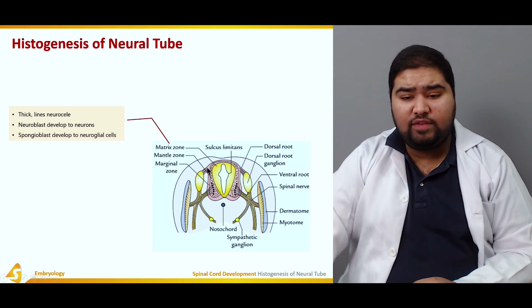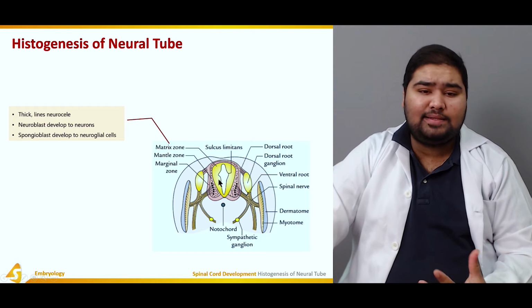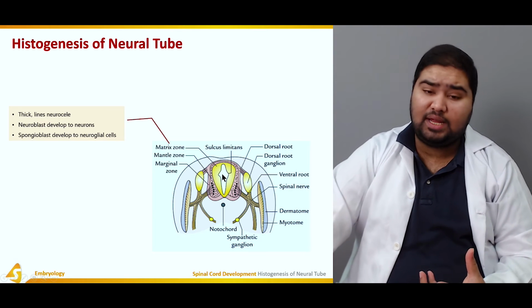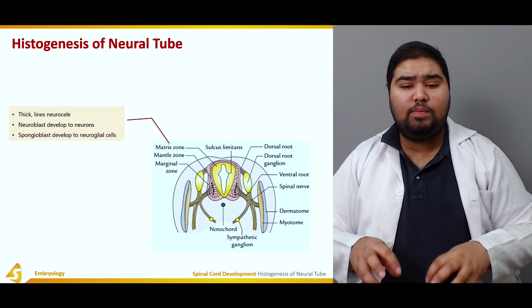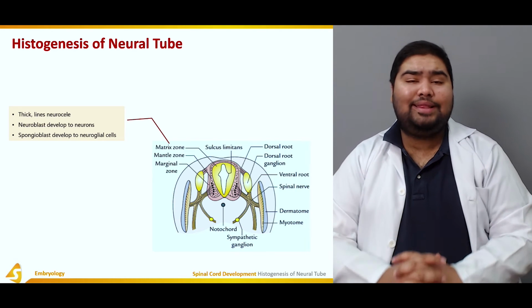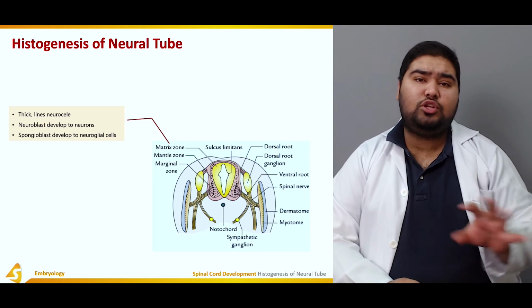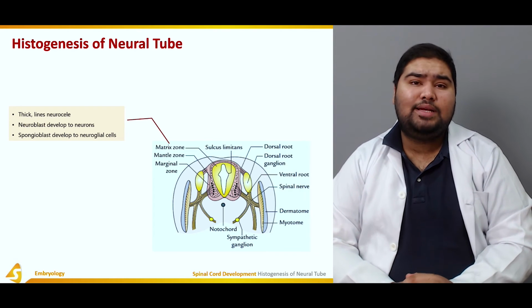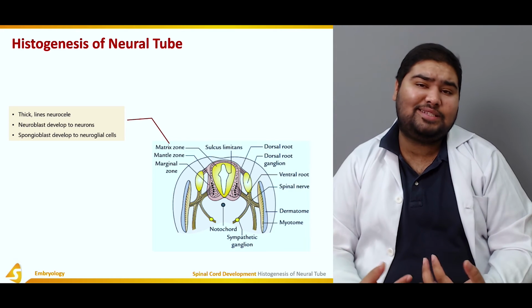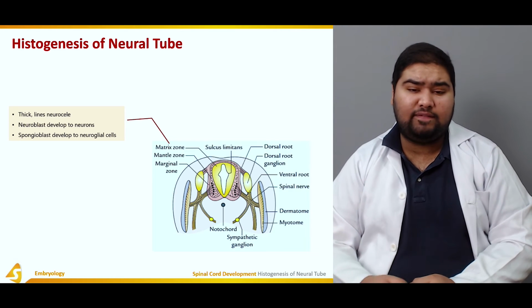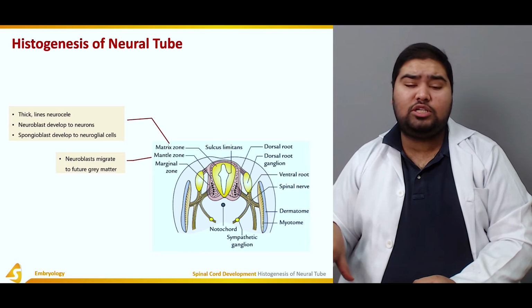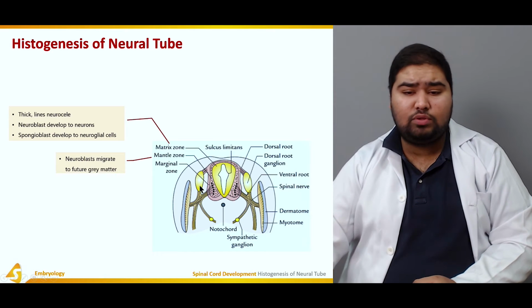First of all, we have the matrix zone in yellow. It is thick and it lines the neurocele. Neurocele is the central opening which gives rise to the central canal in the adults. So neuroblasts develop into neurons in this area, and the spongioblasts develop into the neuroglial cells, the supporting cells of the central nervous system. Now the cell bodies of the neuroblasts migrate to the mantle zone.